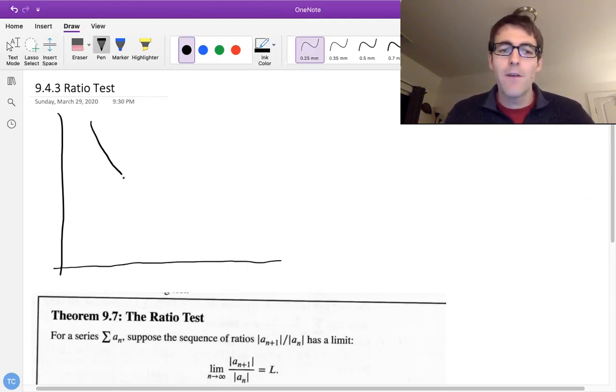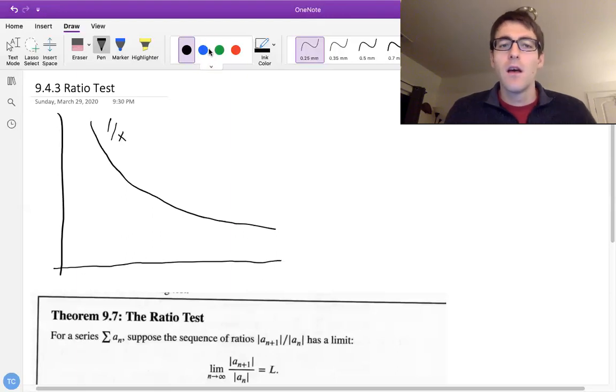do with the fact that the function 1 over n, or the function 1 over x, we use x's when we're talking about functions, n's when we're talking about sequences and series. The function 1 over x goes to zero slowly enough that the area below the curve ends up being an infinitely large thing.